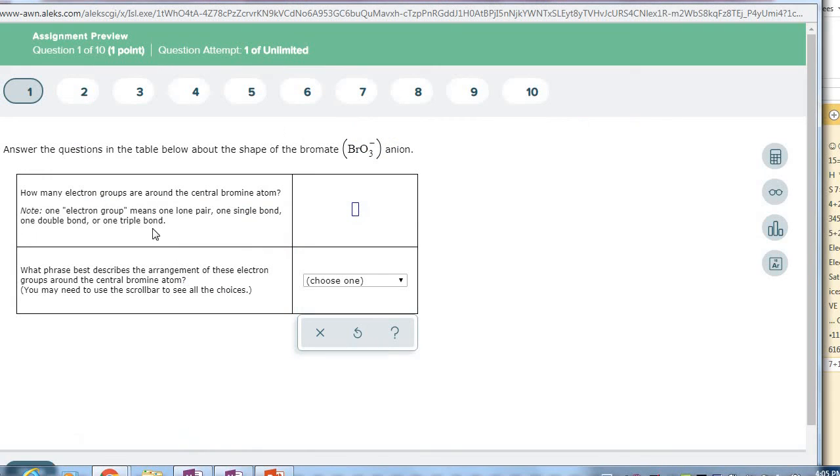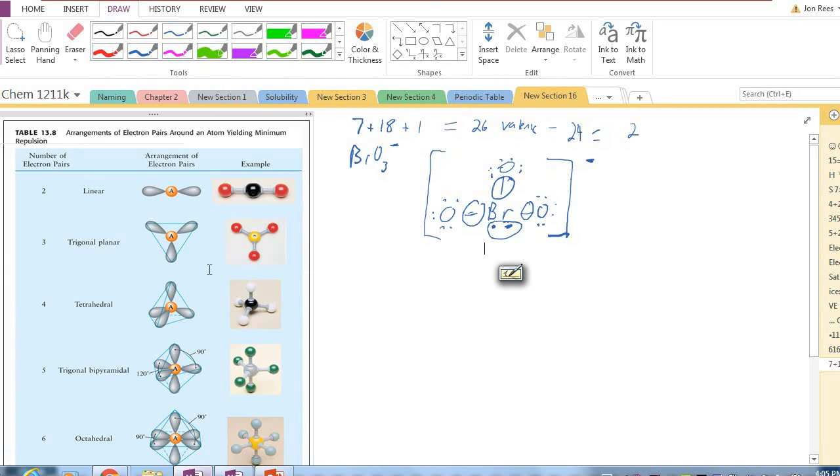So let's go back to our question. How many electron groups are there? There are 4 around the bromine. And then what geometry best describes that? Well, if I have 4 electron groups around, that's going to end up being tetrahedral. So each one of those bonds or those electron group designations coming off of that central A atom can be either an atom or it can be a lone pair. And so this is going to be a tetrahedral shape.